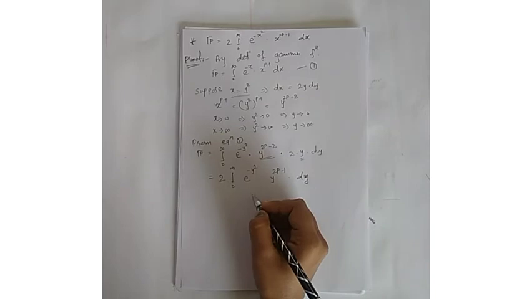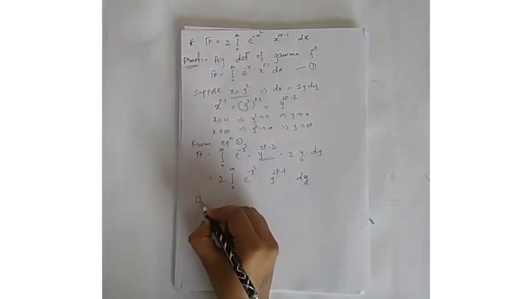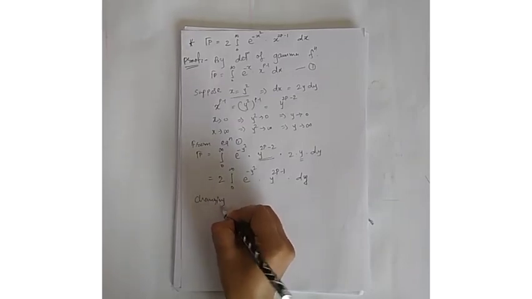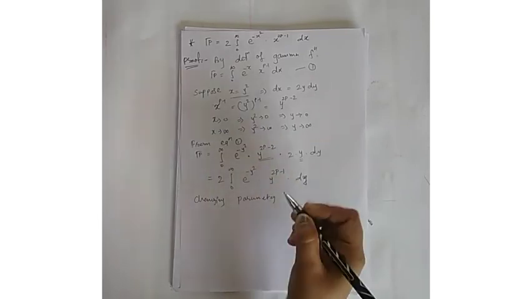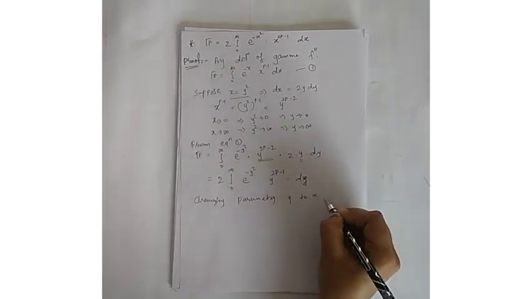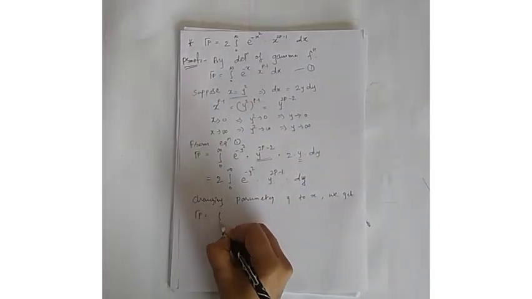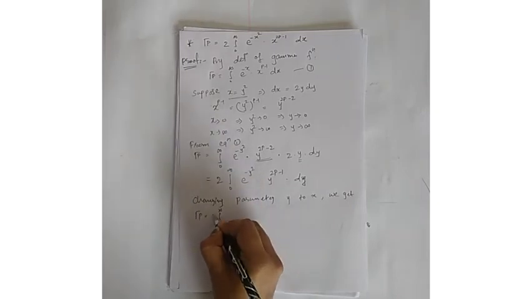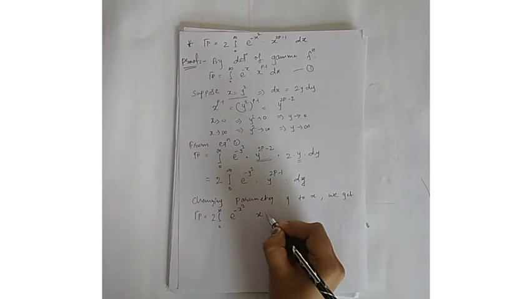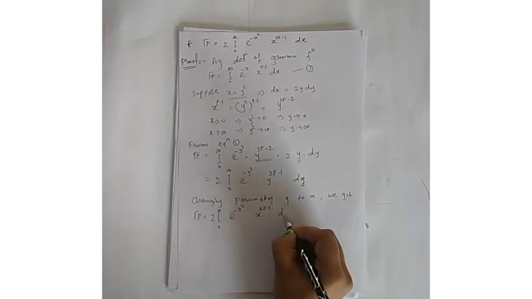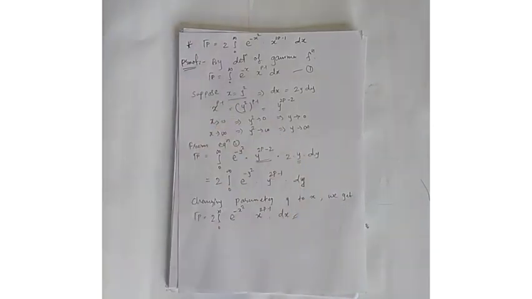Now here also I am changing the parameter y to x. So changing parameter y to x will get gamma p is equal to 2 into integration with limit 0 to infinity e raised to minus x square into x raised to 2p minus 1 into dx. This is the proof of this form.